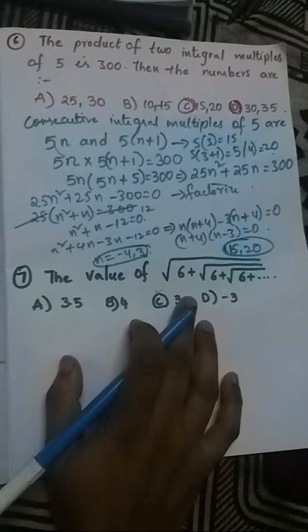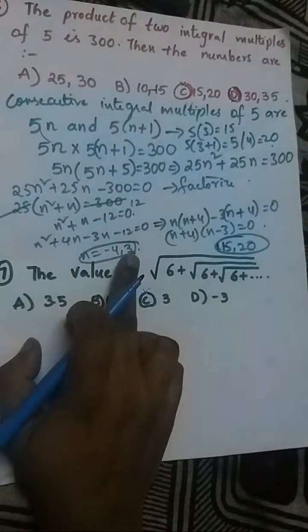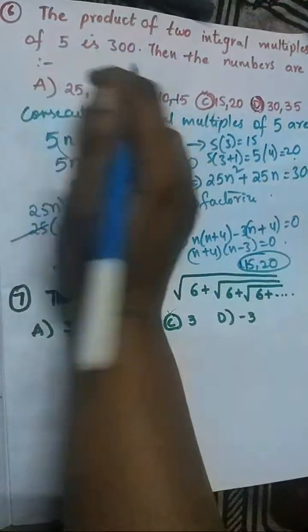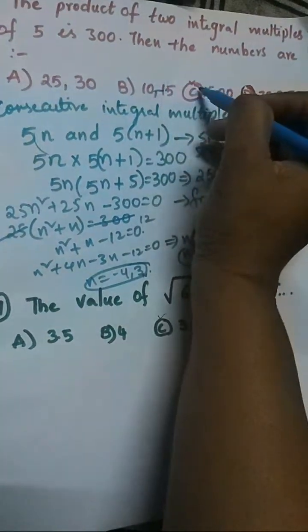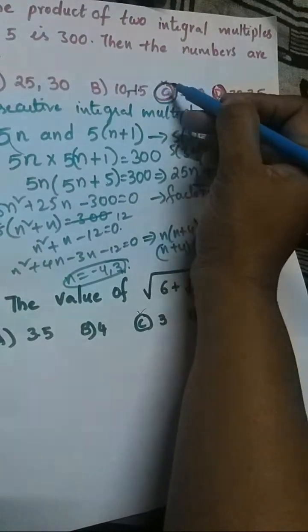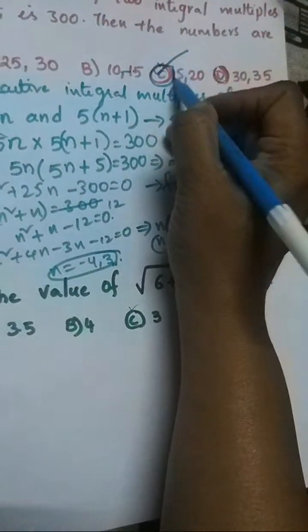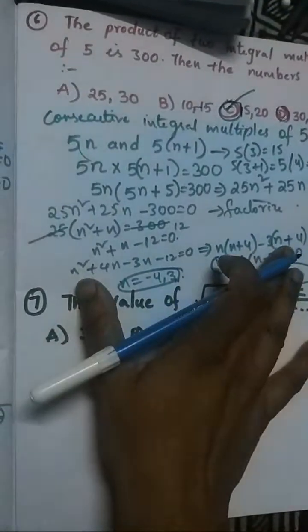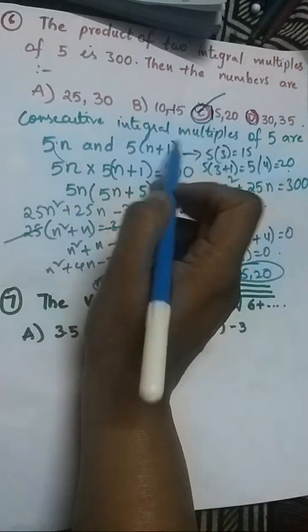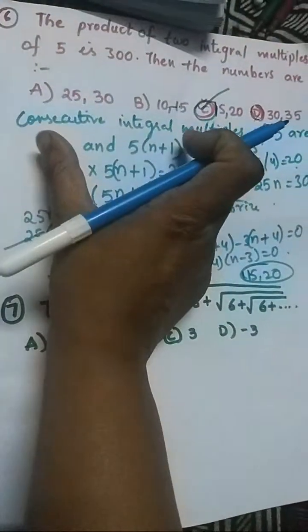The two numbers are 5n and 5 into (n plus 1). When we substitute the n value, we obtain the values 15 and 20. So in the options, this is wrong, this is the correct option. 30 and 35 is there, but 15 and 20 is the right option. Like this we have to solve. We do not have to find only n values, we have to find 5n and 5(n plus 1). If we find the n value, we easily understand how to find these values.